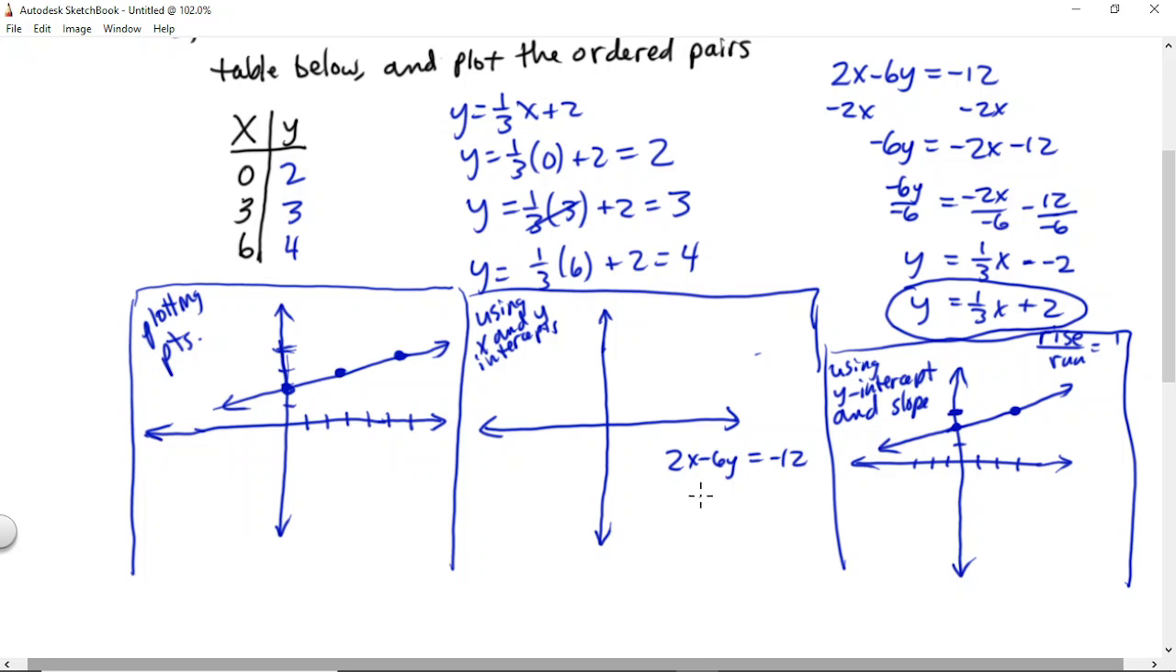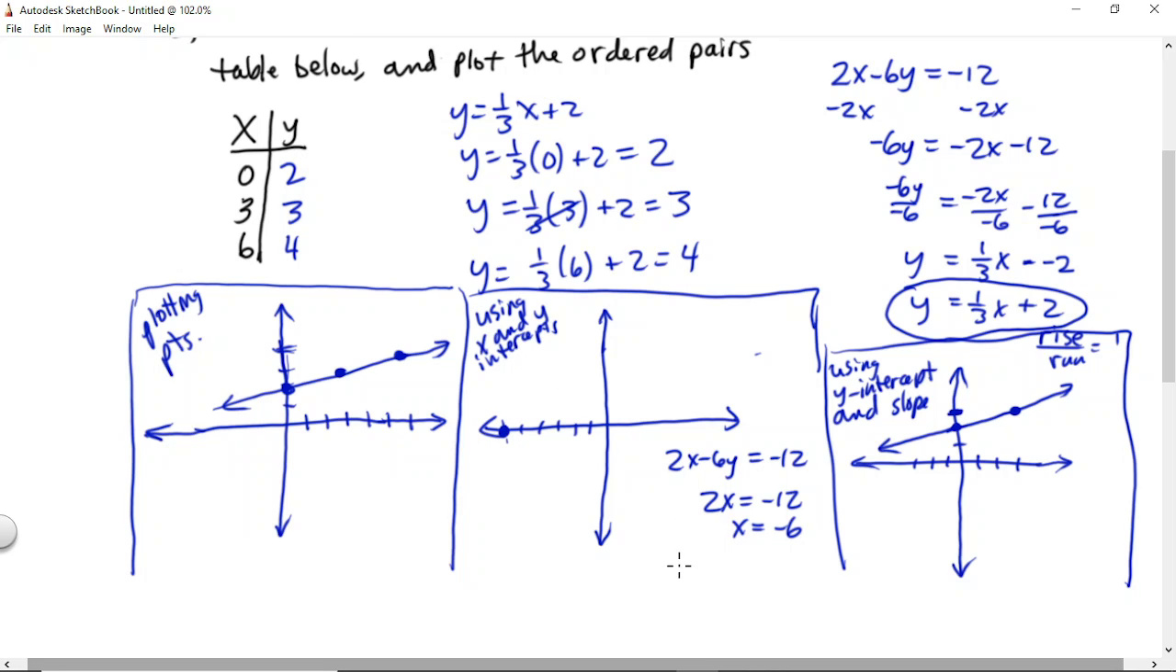The x-intercept can be found by putting in 0 for y, right? You put in 0 for y, that is on the x-axis. When y is 0, we're on the x-axis. We're neither up nor down. So we put that 0 in for y, and then, of course, that's just negative 6 times 0, which is 0. So it's just 2x equals negative 12. Solve for x, negative 6. So the x-intercept is negative 6. Right there.